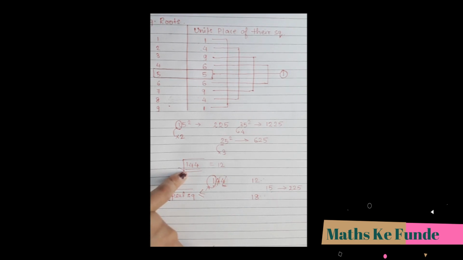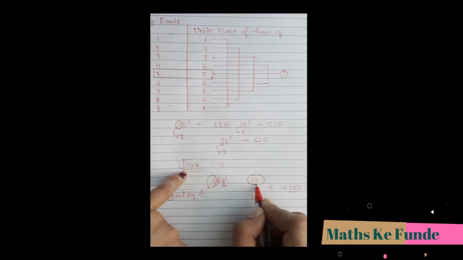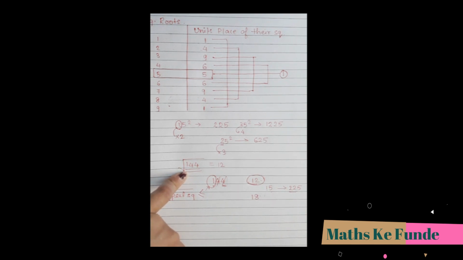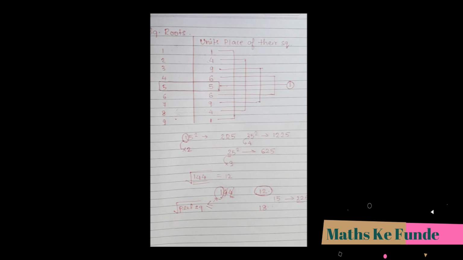Now just observe the number they have asked you to calculate the square root of. It's 144. Is it greater than 225 or less than 225? It's less than 225. So I can say 12 is my square root. I hope you're getting this method. So let's try it with some perfect squares and try getting their square roots.